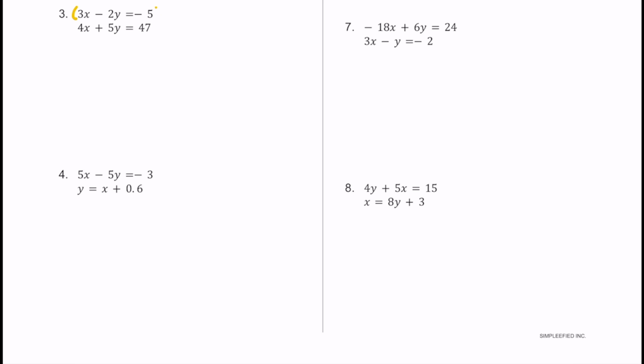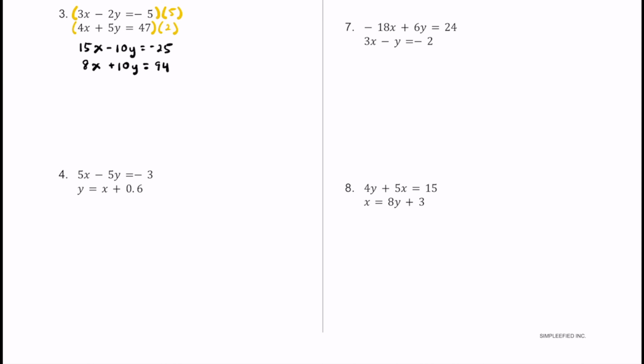For this top equation, let's multiply that whole thing by 5. If we multiply everything by 5 up there, 3 times 5, that's going to be 15x first. Then we're going to get minus 10y, and then negative 5 times 5 is equal to negative 25. All right, what about that bottom equation? Let's take that whole equation and multiply it by 2. So 4 times 2, that's going to get us 8x. And then 5 times 2, that's going to get us positive 10y, so plus 10y. And then 47 times 2, that should be 94.